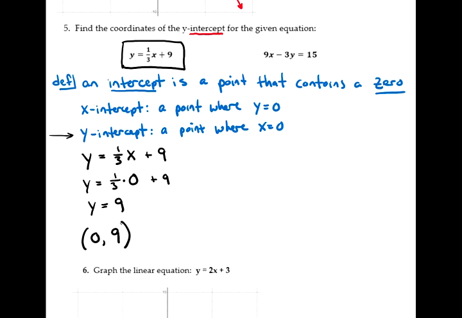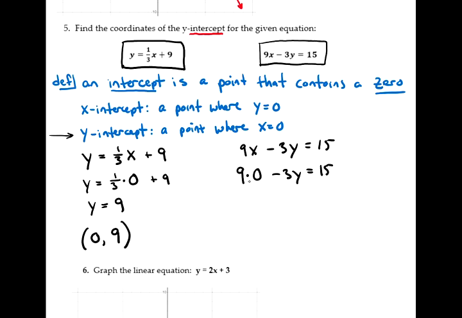Okay, and let's do the same thing for the second one. So for this equation, let's find the y-intercept there. So we have 9x minus 3y is equal to 15. So again, if we want the y-intercept, that is where x is equal to 0. So let's plug in a 0 for that x. So we get 9 times 0 minus 3y equals 15. And 9 times 0 is 0. So we have minus 3y is equal to 15.